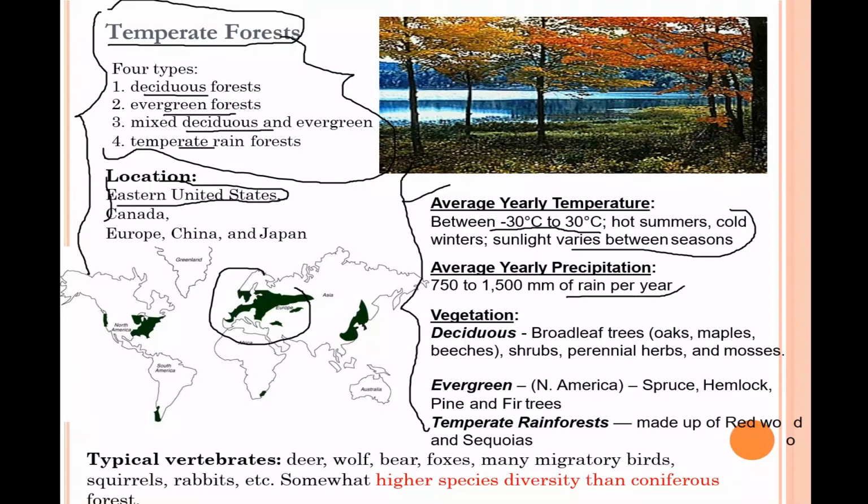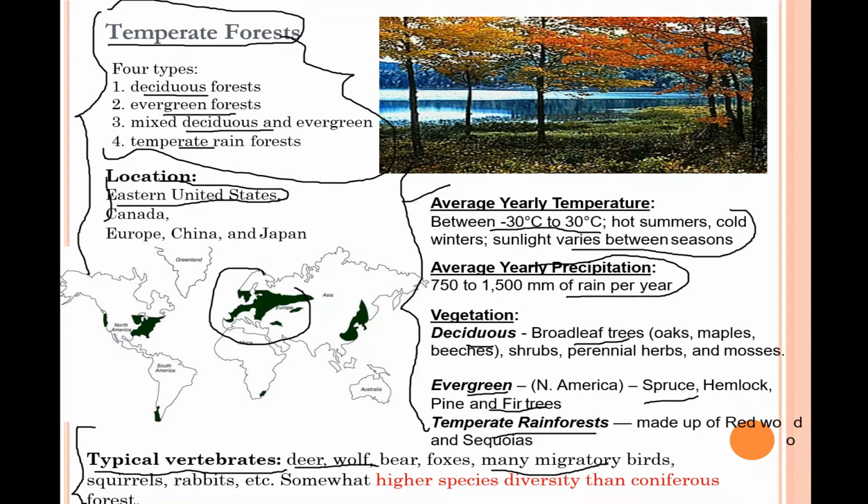They receive a yearly precipitation of about 750 to 1500 millimeters of rain per year, and their vegetation differs by forest type. In deciduous forests we have broadleaf trees. In evergreen we have spruce, hemlock, pine, and fir trees, and in temperate rainforest we have redwood and sequoias. Depending on the forest we have different organisms as well, but all of the forests have somewhat the same type of organisms, which include typical vertebrates such as deer, wolf, bear, foxes, and many migratory birds.